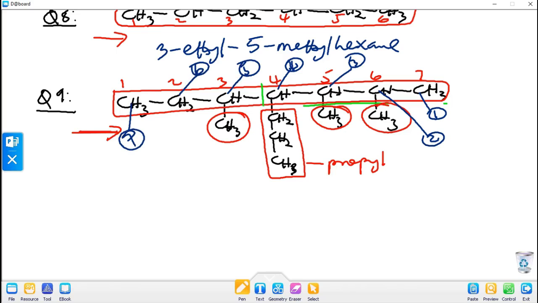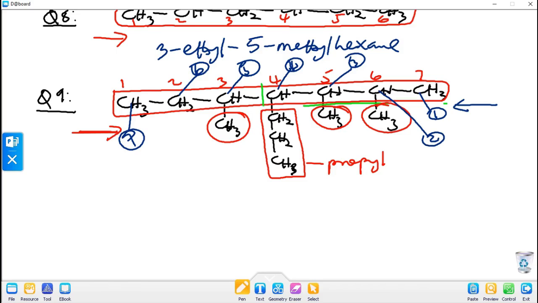So if we choose to number from the right-hand side, that is to say we are numbering from the right with blue ink, we are going to have 2 methyl. The first methyl will be at carbon 2, the second methyl will be at carbon 3, and the third methyl will be at carbon 5. Our propyl still remains at the same position, whether from the right or from the left.